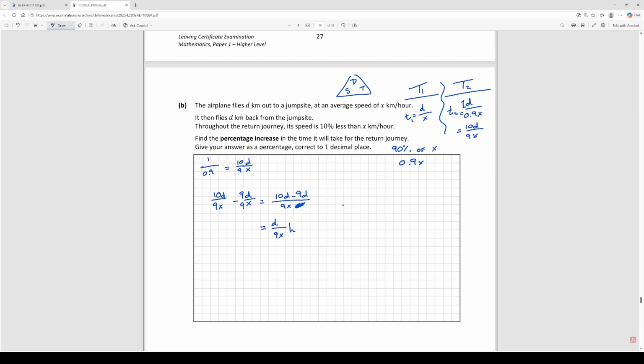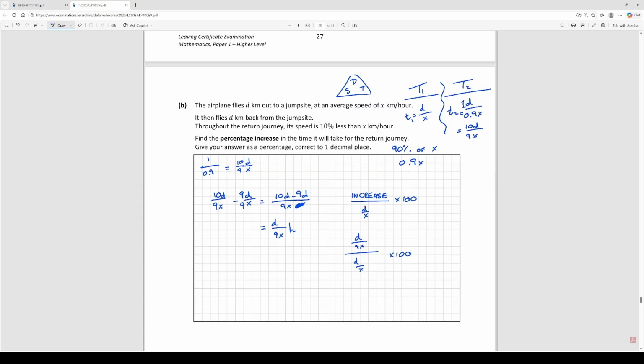But they said percentage increase. So if they want percentage increase, they want the increase on top of a fraction, and they want the original amount on the bottom. So the original amount was d over x, and then multiply by 100. But we found out that the increase is d over 9x. So that's going to be on the top. D over x is going to be on the bottom, multiplied by 100.